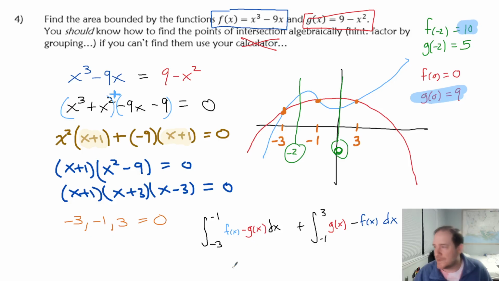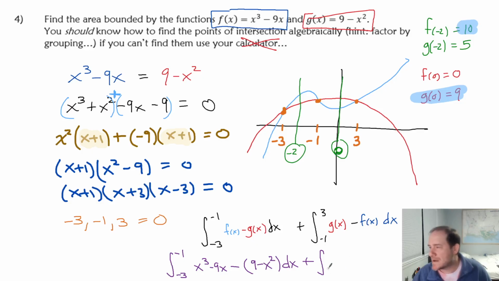I guess let's not. Let's try to make sure we have it in the video in case someone needs it. But so what would this be? This would be the integral from -3 to -1 of f first, so the x cubed minus 9x, and then minus g, which is 9 minus x squared, dx. The second integral would be the integral from -1 to 3. But this time it's the 9 minus x squared going first. And we're subtracting from that the x cubed minus 9x. And that gets a dx, which you can't quite see, but that's okay.